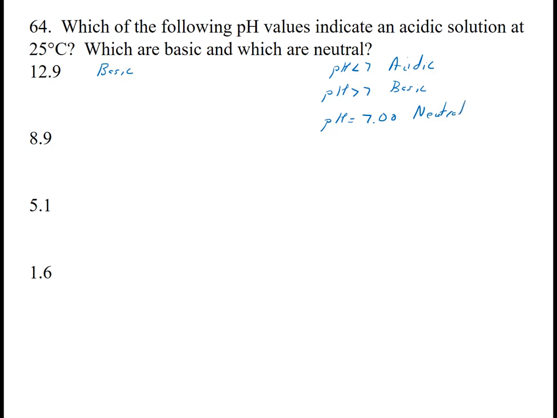So when a pH is 8.9, this is greater than 7, so this is also basic. 5.1 is less than 7, so that's acidic. And 1.6 is also less than 7, so that's also acidic. And that will be the end of this video.